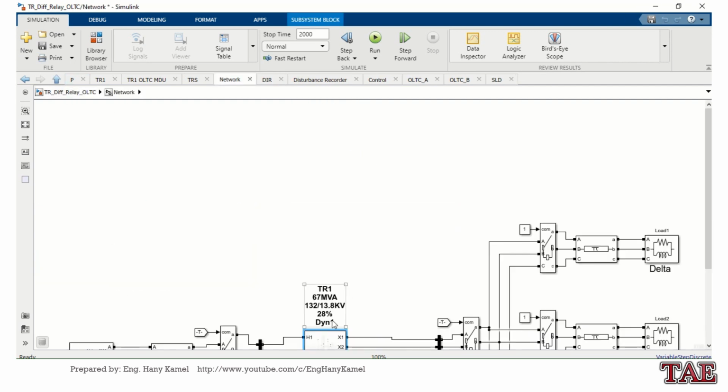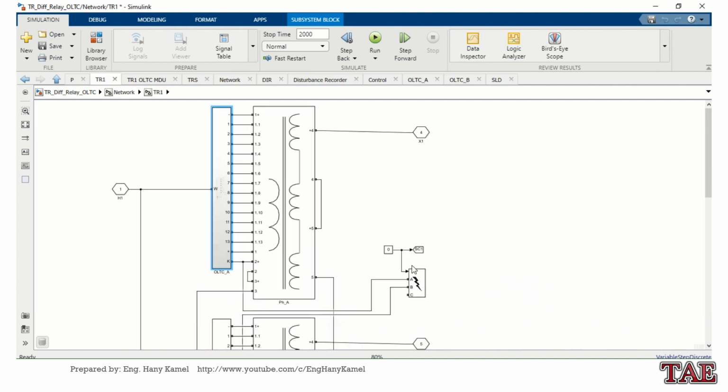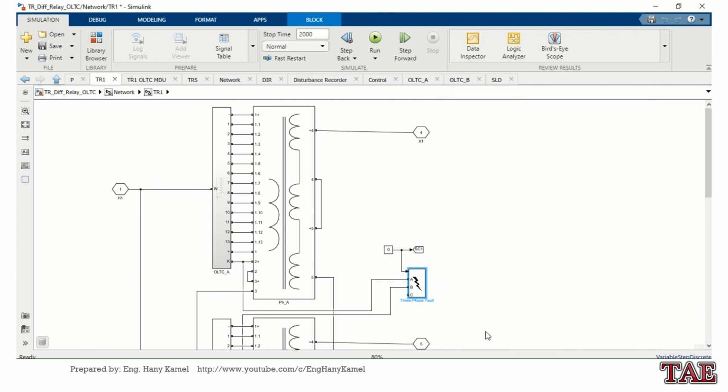Now I will start to make another fault in the tap changer. I select one contact from the tap changer and I will make a phase to ground fault.